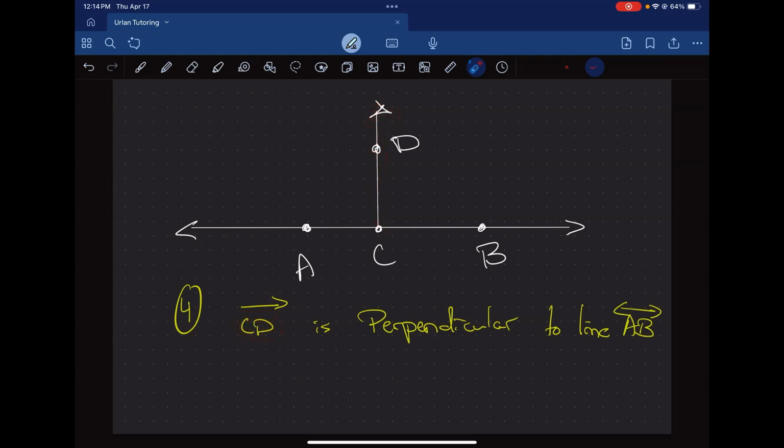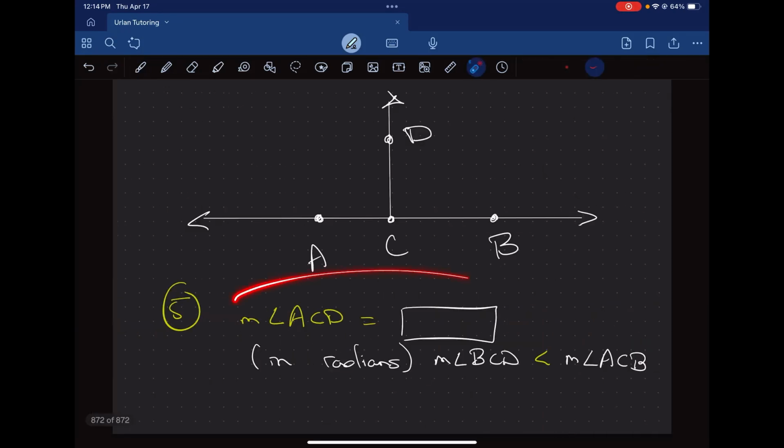Okay? And that would have to be given. You can't assume that based on this. That would have to be something that's stated, whether directly or just with this little box here that we talked about when we were talking about special right triangles. So that would have to be something that is given to you. And then finally, what we're trying to figure out here is the measure of angle ACD is equal to what?